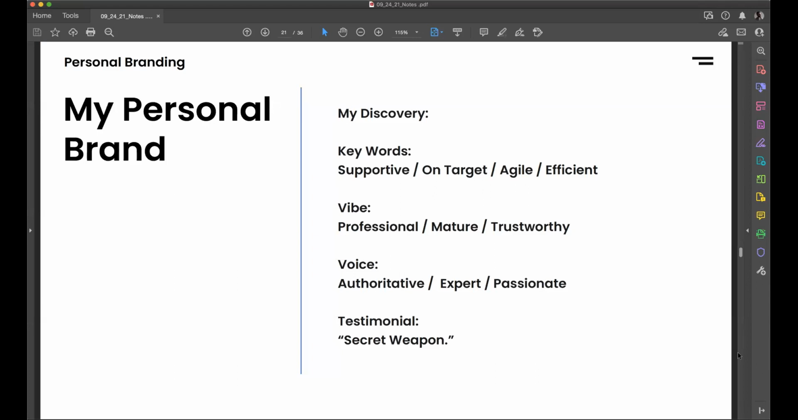So when I was putting my personal brand together, the things I chose, when I put my words together, my keywords were supportive, on target. That kind of means just focused, like aiming for that sweet spot with every client, helping them out, making sure I'm doing the best I can do for them. I wanted to also show that I'm agile and a little bit flexible, but also super efficient, meaning there's no wasted time. The vibe, I wanted it to be professional, mature, trustworthy. And the voice I chose was authoritative, expert, but passionate.